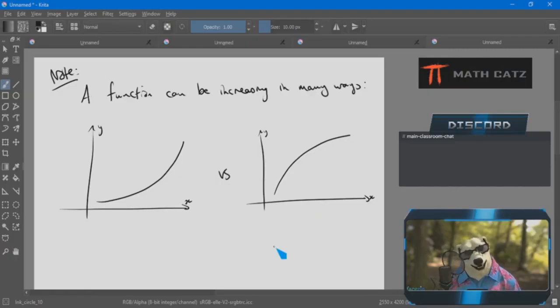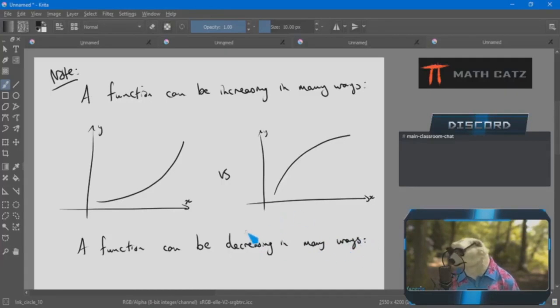Something is missing. I have a similar issue with decreasing. A function can be decreasing in many ways. My writing is not very good today. I apologize. Is it ever good? No.